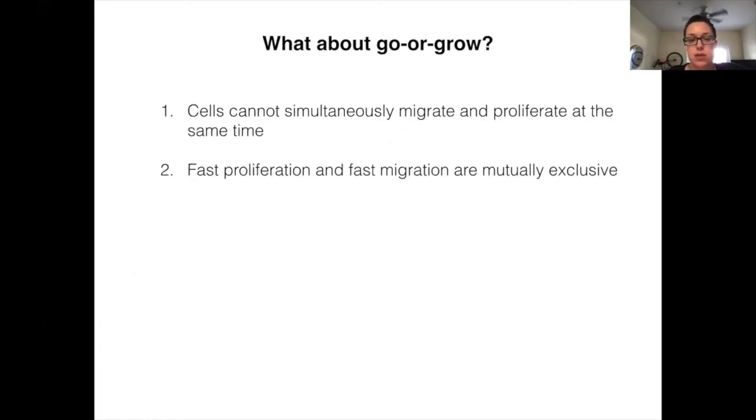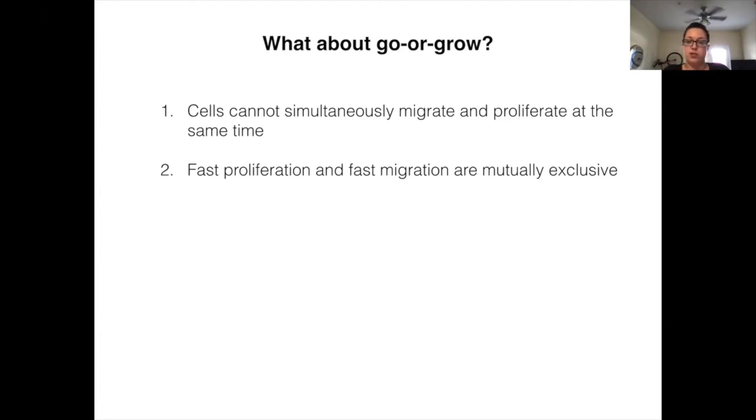And so one thing that we also wanted to test out is this idea of go or grow that seems to be pretty prominent, especially in GBM studies. And I think what makes it so contentious is that there's not really a great definition for what people mean by it. One of the definitions means that cells cannot simultaneously migrate and proliferate at the same time, meaning that a cell's not going to migrate and then just split into two as it's migrating. And I think there's no question people don't really believe this.